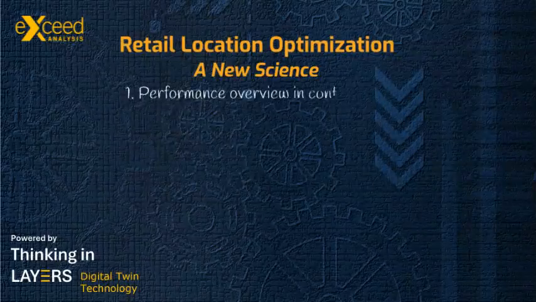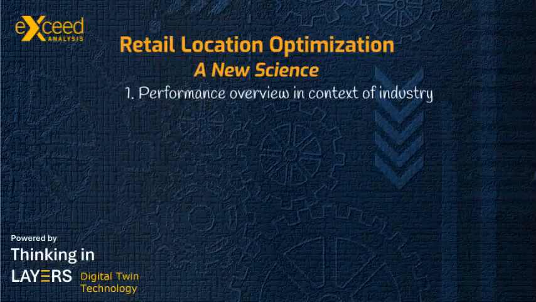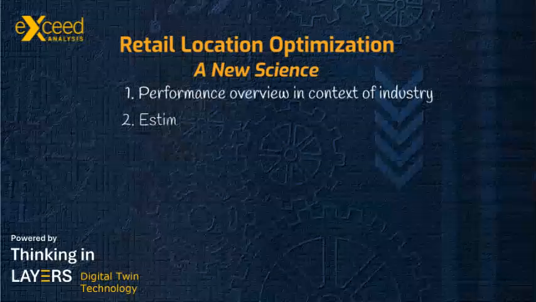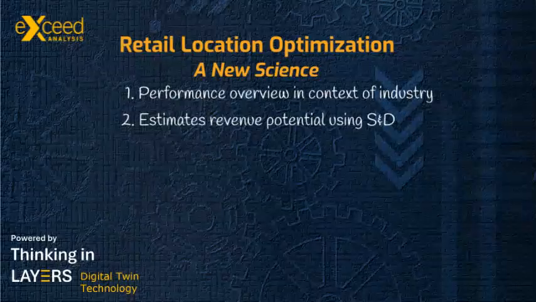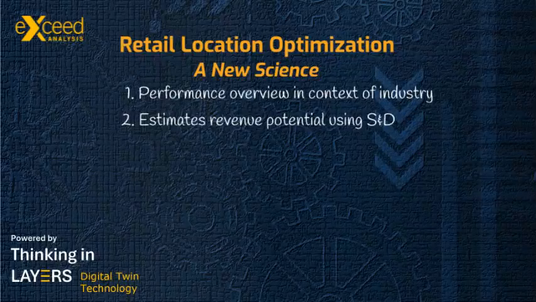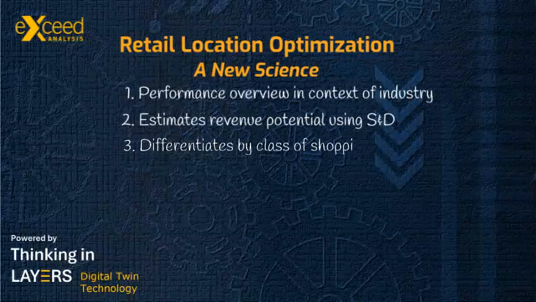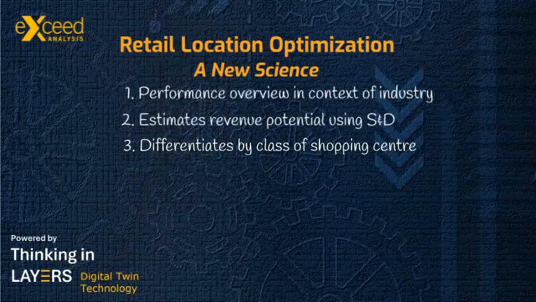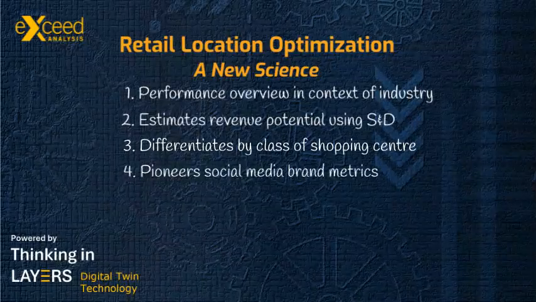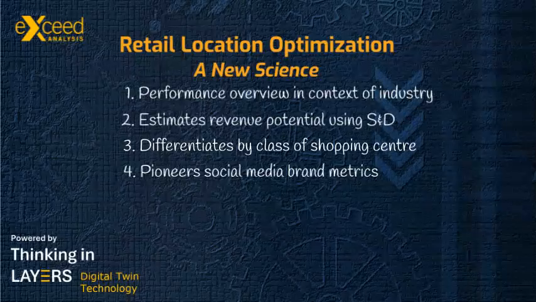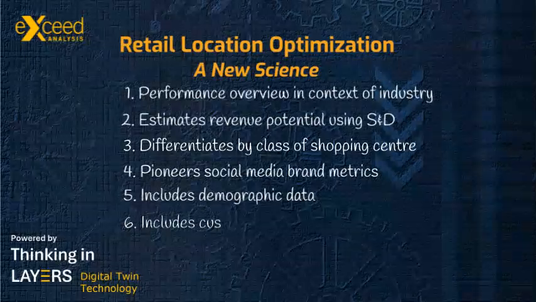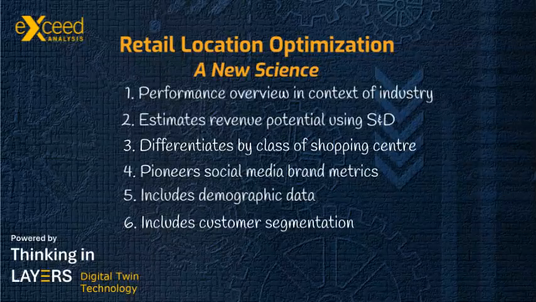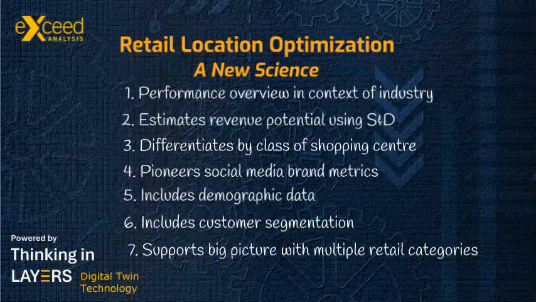First, it provides a retail performance overview in the broader context of its industry. Second, it provides a deeper level of understanding and accuracy by estimating revenue potential using supply and demand as inputs. Third, it differentiates by trade area type or class of shopping center. Fourth, it pioneers the use of social media brand metrics. Fifth, it includes demographic data. Sixth, it includes customer segmentation. And seventh, it covers the detail and the bigger picture by including multiple retail categories.